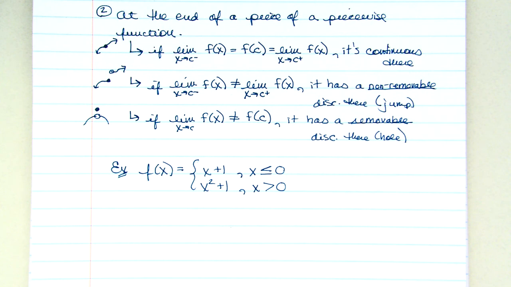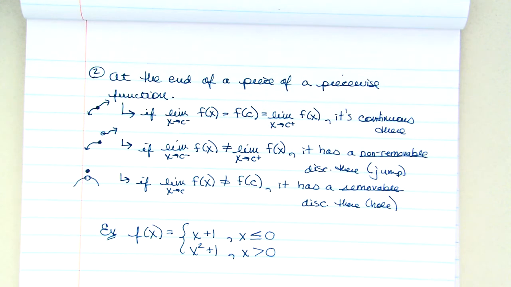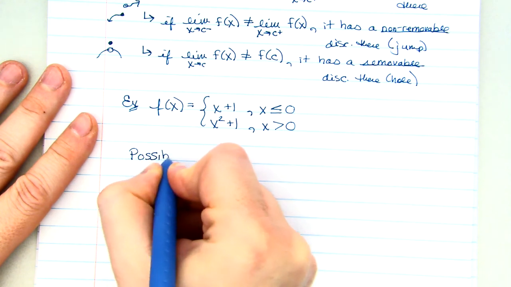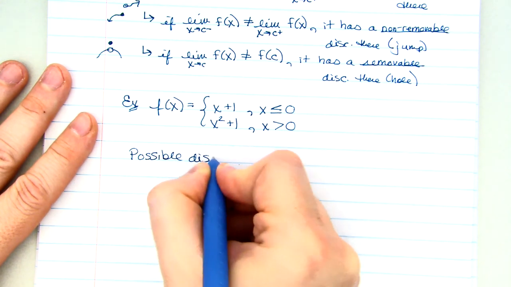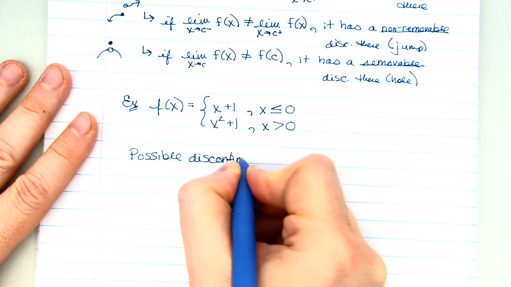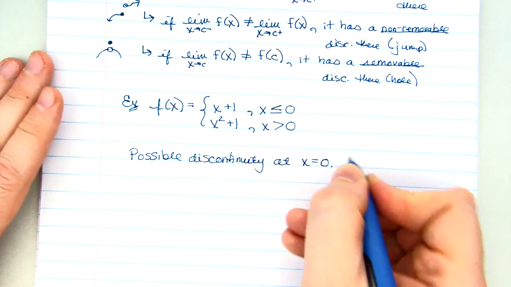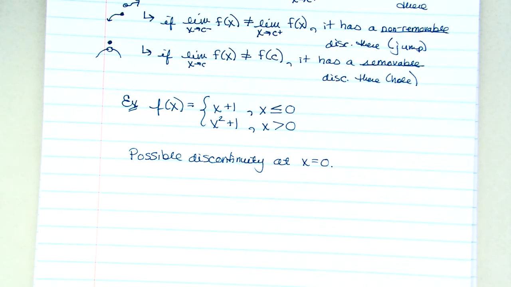Well, there are two things I should be on the lookout for. Denominators, doesn't matter. At the end of a piece of a piecewise function, I have that here. I'm switching pieces at x equals 0. I don't actually know if I'm discontinuous yet because remember that first situation where it could be perfectly continuous. So I'm just going to say there is a possible discontinuity at x equals 0. I might be discontinuous there. Not totally sure.